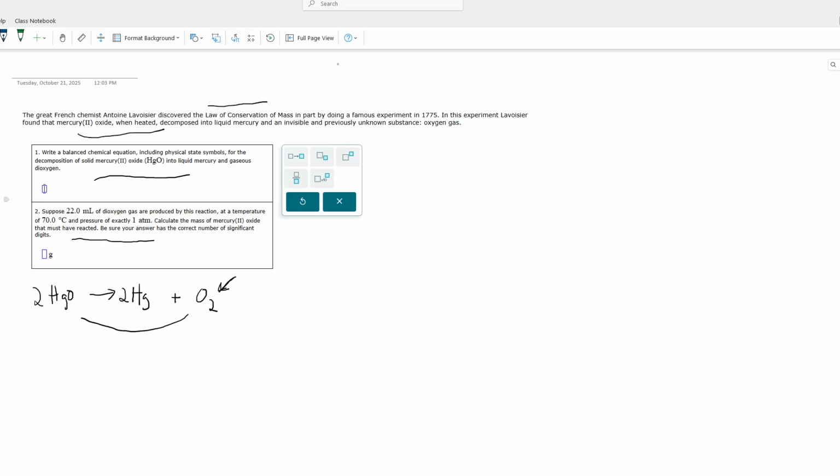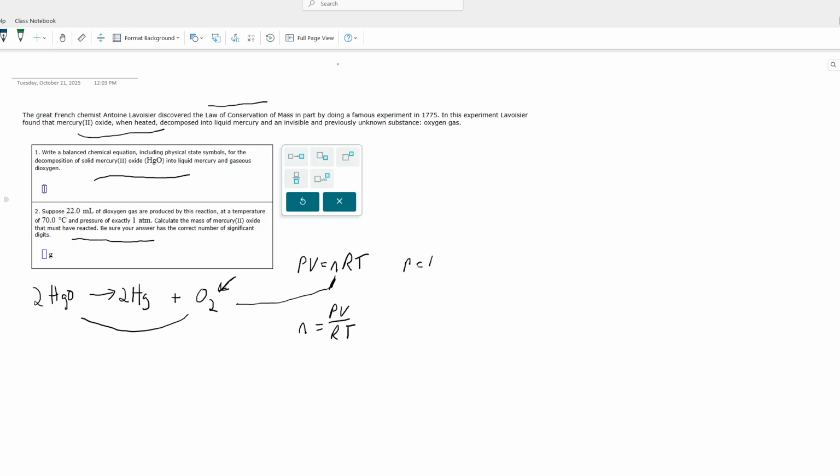Okay, let's write the ideal gas law. We know that PV equals nRT. And notice that n is moles. If I can calculate the moles of oxygen, then I can use stoichiometry to get back to mercury oxide. Okay, let's just rearrange this equation then. Let's go n equals PV over RT, and let us get our values.